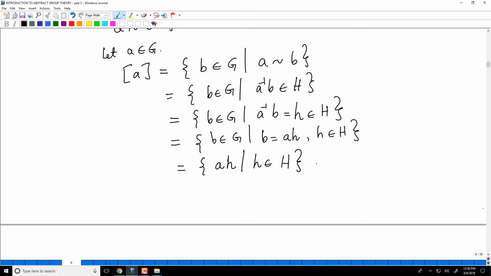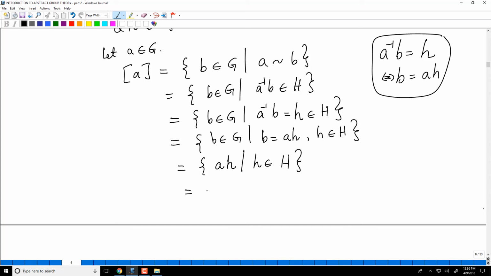So is this clear? All the equalities here. Originally these are all elements B equivalent to A. That means A inverse B is in H. That means A inverse B is equal to some small h, which is equivalent to, if A inverse B equals h, then B is A h, right? This is if and only if. So I'm going to rewrite this as B equals A h. But then I eliminate B from the description completely. So this is all A h where h belongs to H.